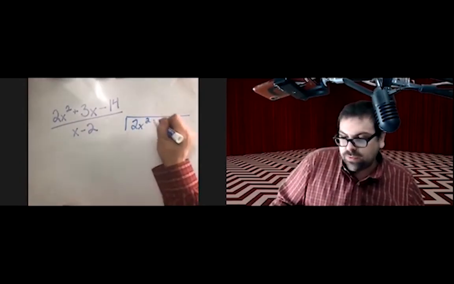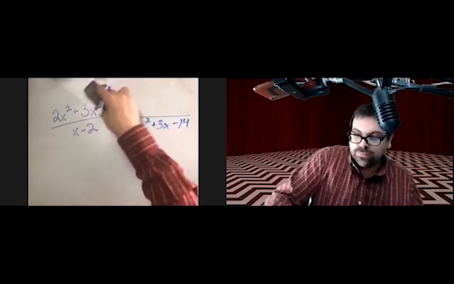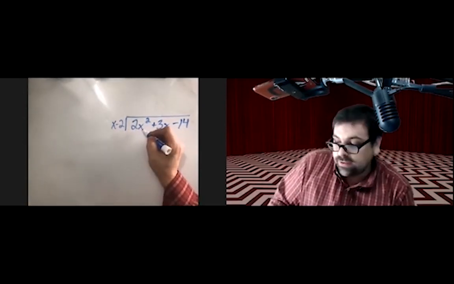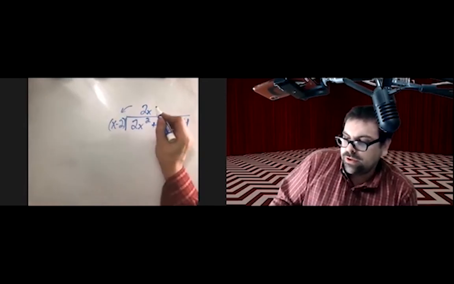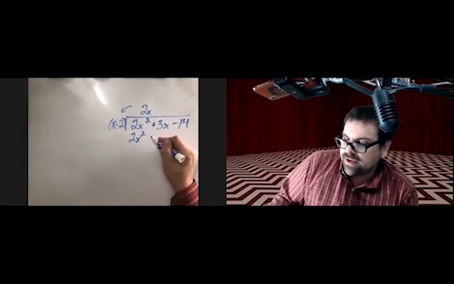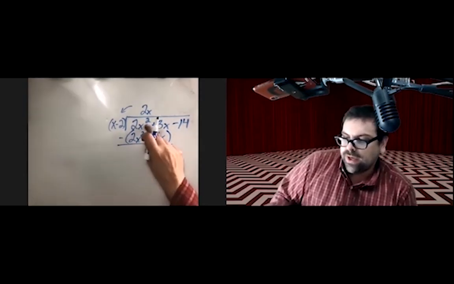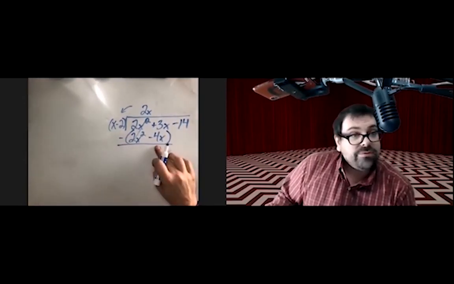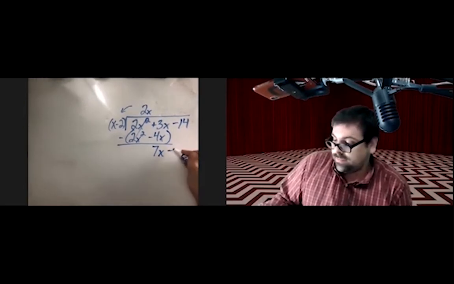So underneath, 2x squared plus 3x minus 14 on the outside, divided by x minus 2. X times what is 2x squared? X times 2x is 2x squared. Multiplying around the corner, 2x times the quantity x minus 2. 2x times x is 2x squared. 2x times negative 2 is negative 4x. Subtract the entire thing. 2x squared minus itself, bye-bye. 3x minus negative 4x would be 3x plus 4x, or 7x minus 14.